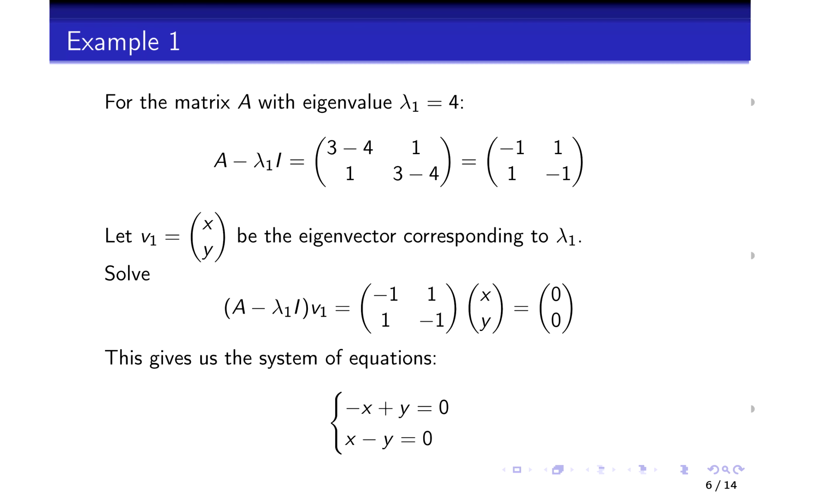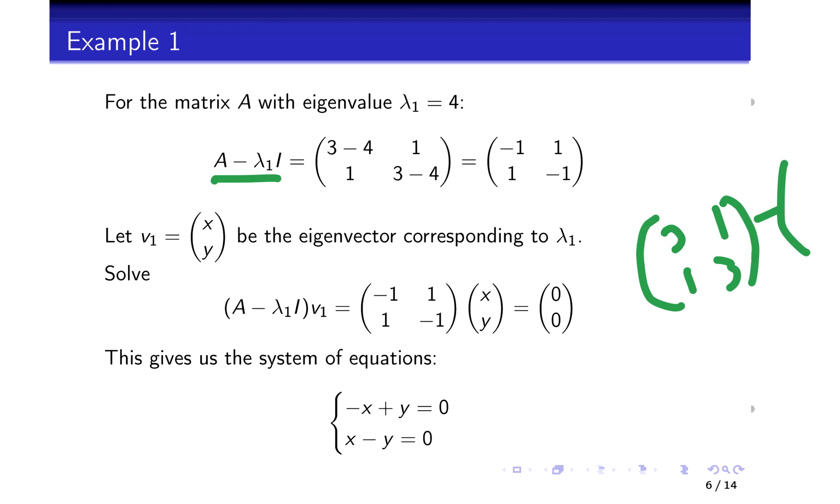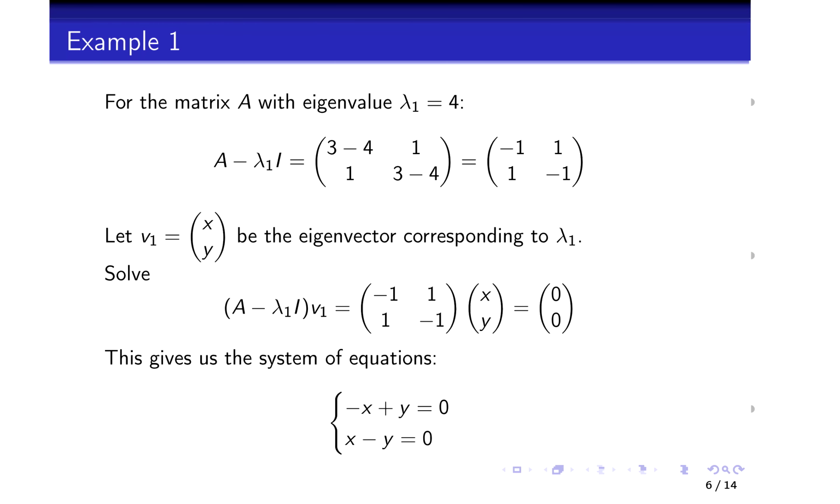So that means you have 3, 1, 1, 3 minus lambda 1, which is 4, times I, that is 4, 0, 0, 4. And then you have 3 minus 4 here, 1 minus 0, 1 minus 0, 3 minus 4. So you have minus 1, 1, 1, minus 1, like that. Okay, so with that, we are looking for V1, which corresponds to lambda 1. So let V1 be x, y, the eigenvector corresponding to lambda 1, okay?